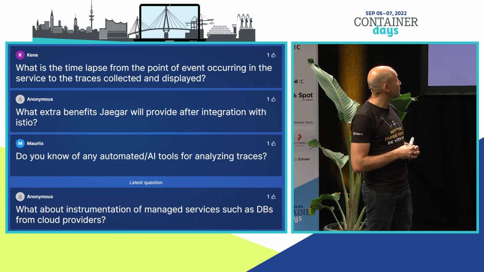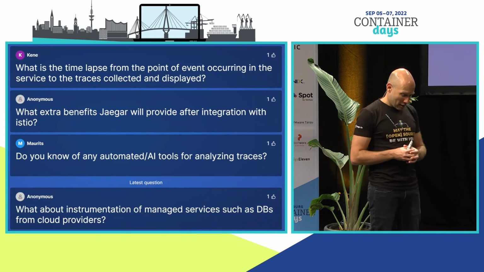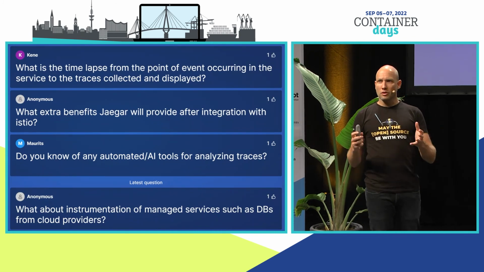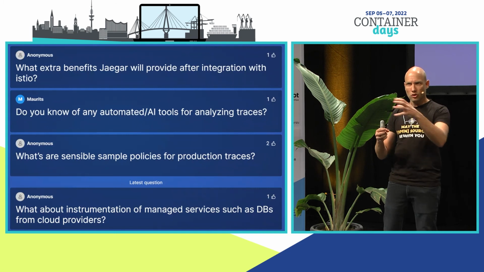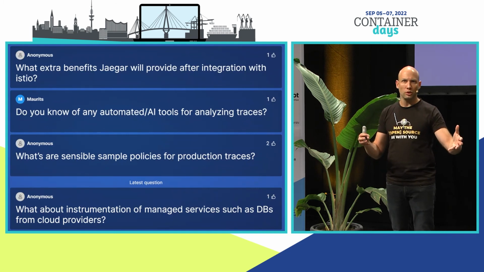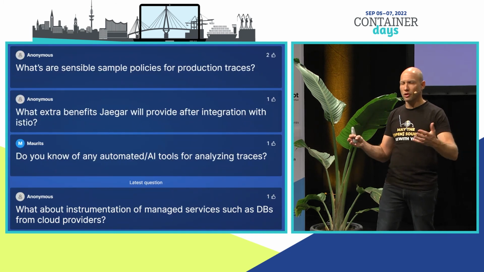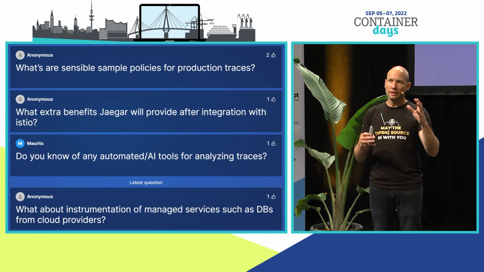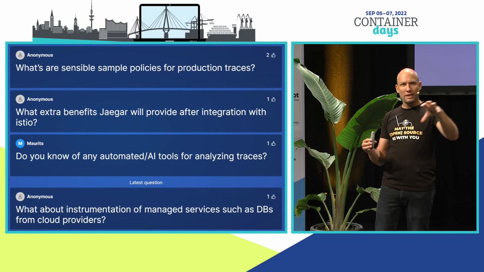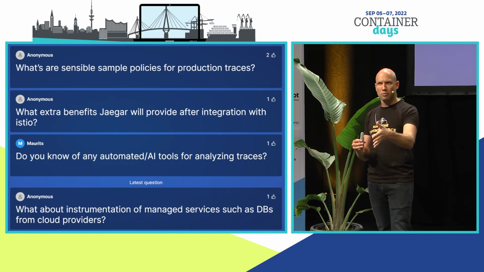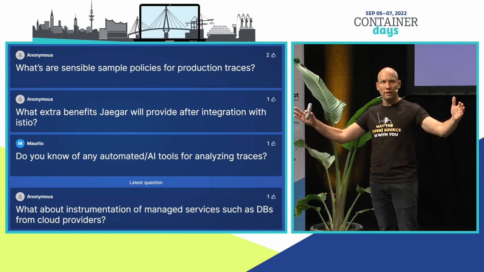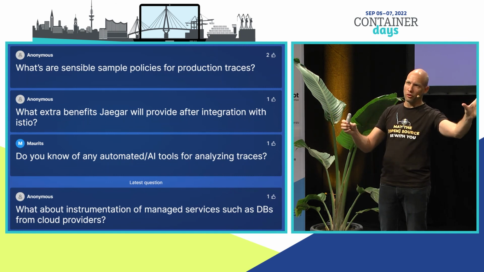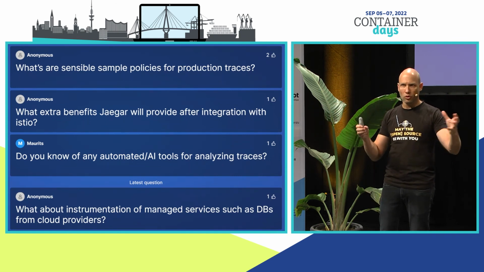What extra benefits will Jaeger provide after integration with Istio? That's a good question, because we use not only our application, we also use some infrastructure components, right? We have Istio as a service mesh, if you know that. You can have some queue, I don't know, Kafka or something like that. And if they don't transfer and propagate the context, it's broken, and then you will not see it as one transaction. You'll see the transaction before Istio and then after Istio. So, Istio or Kafka or whichever.